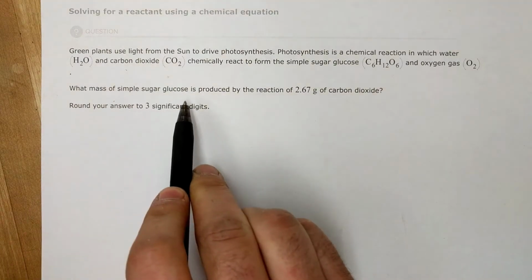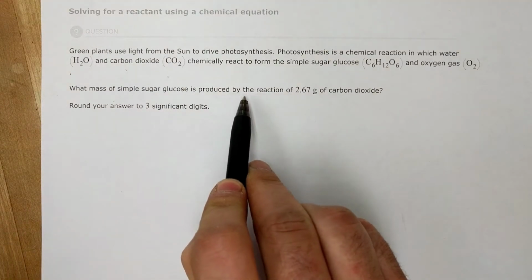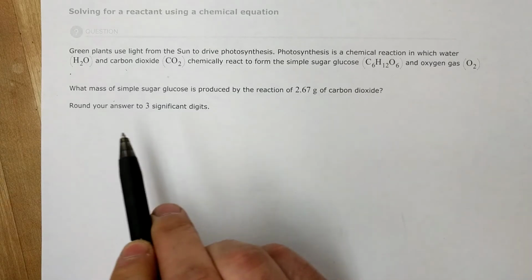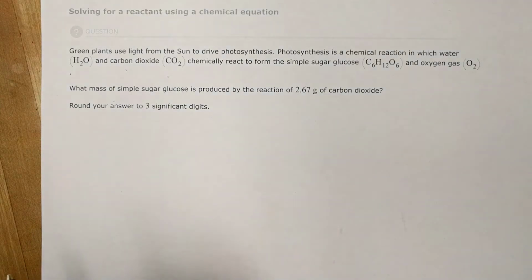What mass of simple sugar glucose is produced by the reaction of 2.67 grams of carbon dioxide? Round your answer to 3 significant digits.